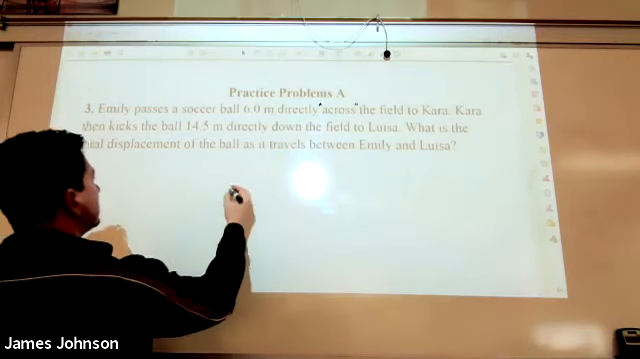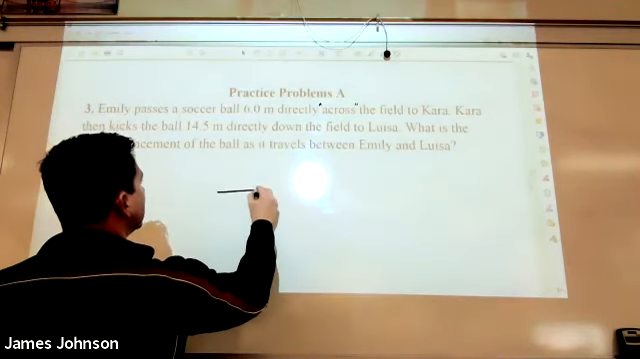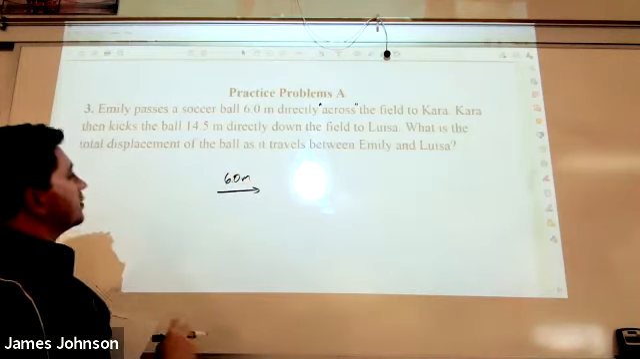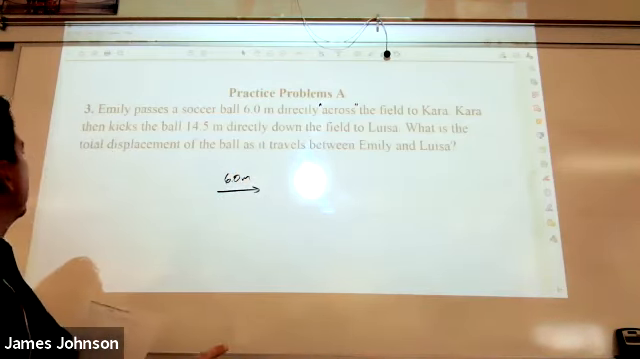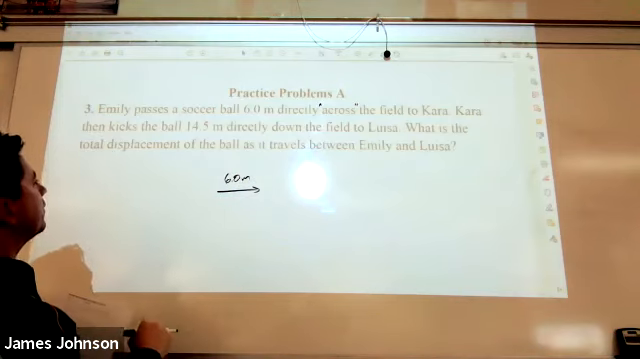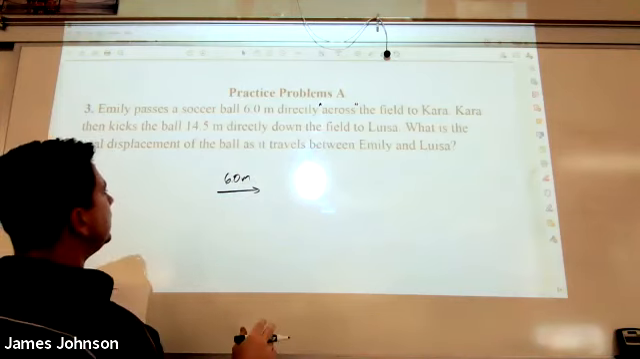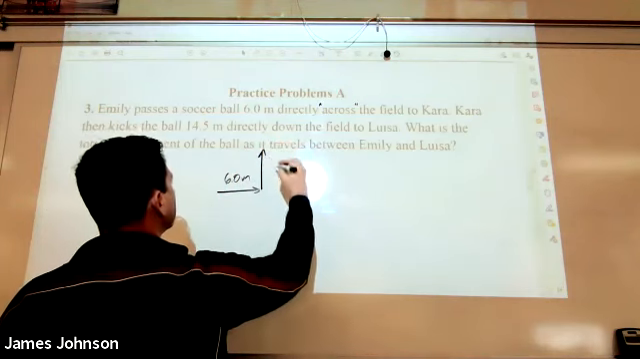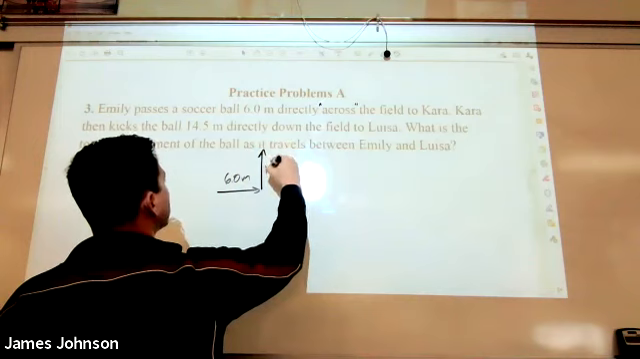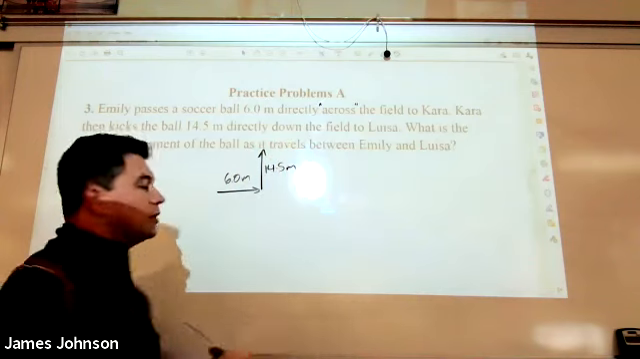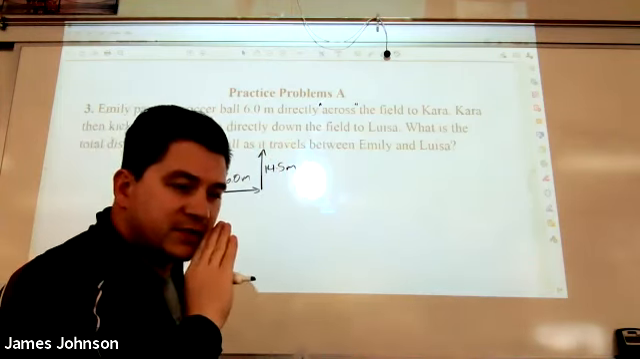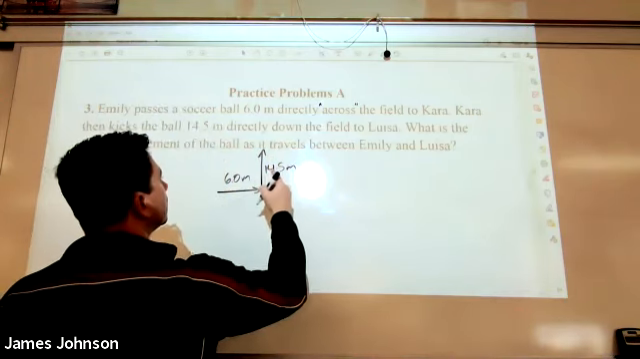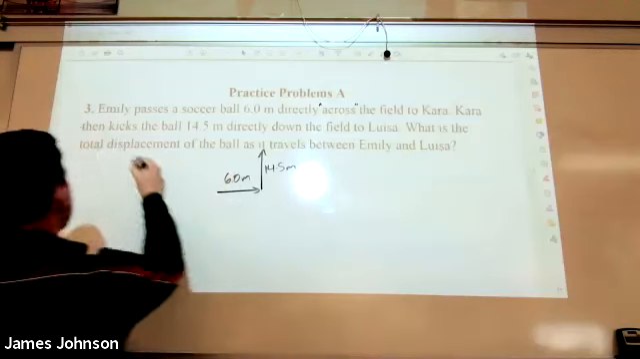So Emily passes the soccer ball 6.0 meters directly across the field to Kara. Kara then kicks the ball 14.5 meters directly downfield. Okay, downfield, so let's go downfield. And it's 14.5 meters. Please don't sweat the lack of scale here. And what is the total displacement?